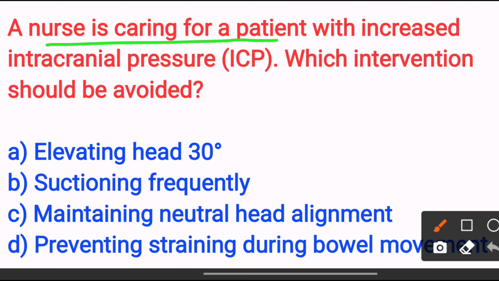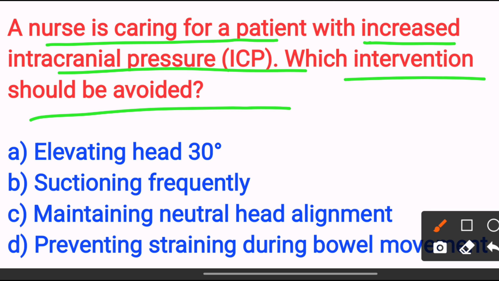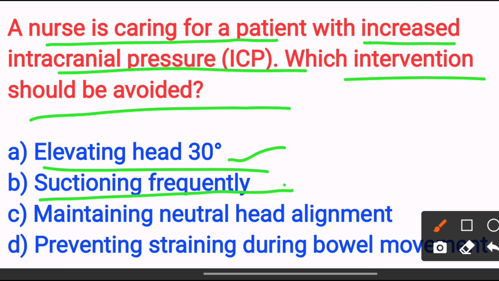A nurse is caring for a patient with increased intracranial pressure. Which intervention should be avoided? Option A, elevating head 30 degrees. Option B, suctioning frequently. Option C, maintaining neutral head alignment. Option D, preventing straining during the bowel movement.